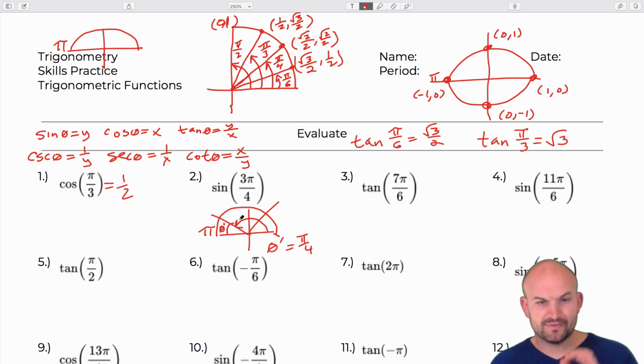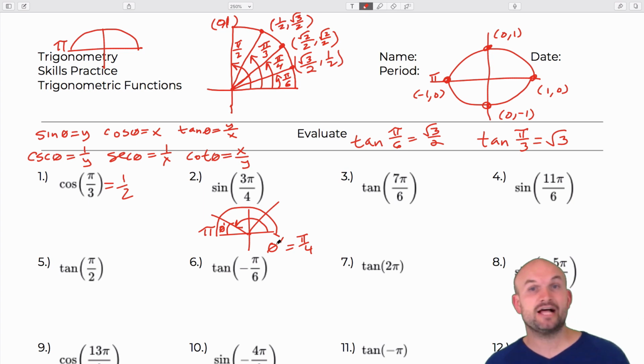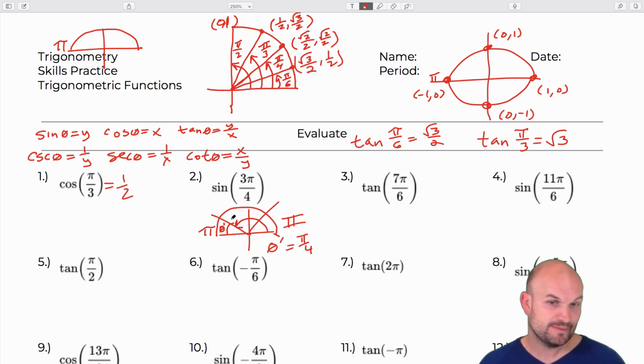The important thing about the reference angle is that the absolute value of the reference angle is equal to the absolute value of your original angle. Meaning that sine of 3 pi over 4 has the same value as the sine of pi over 4. The only difference would be the sign as far as what quadrant it's in. So we need to identify the quadrant, which is the second quadrant. And the second quadrant means that sine, the y coordinate, is going to be positive.